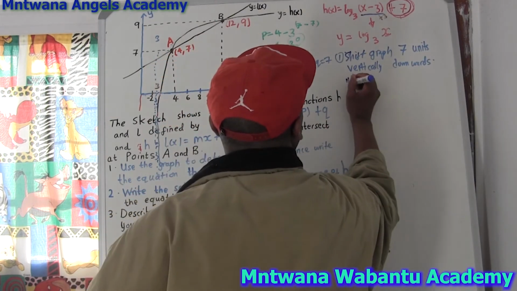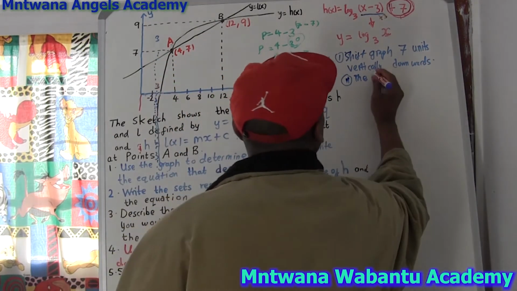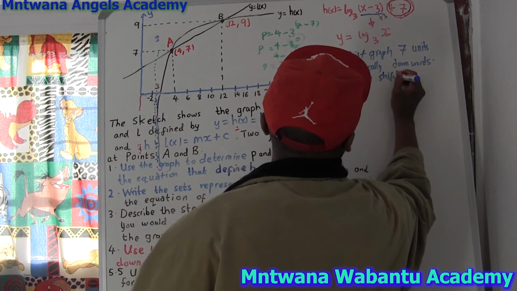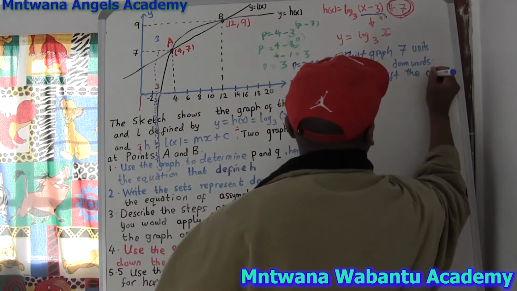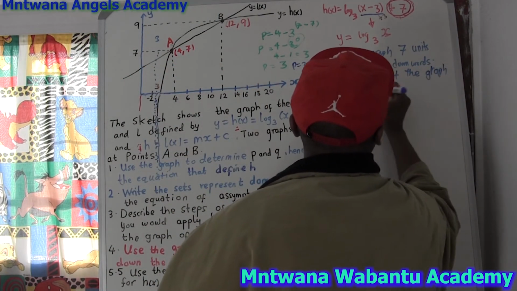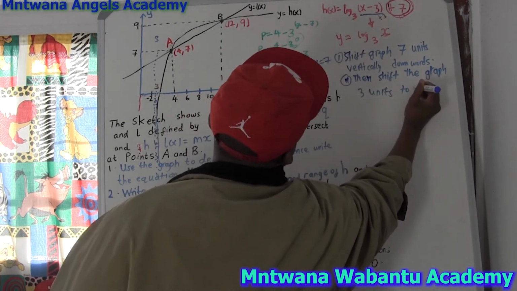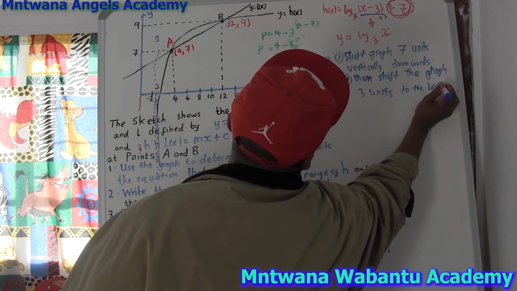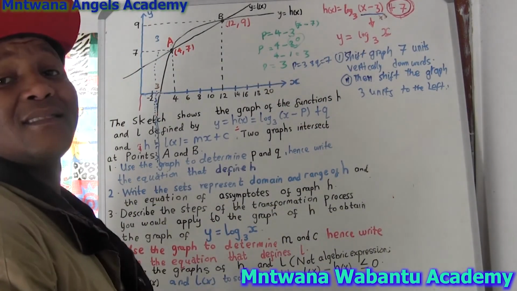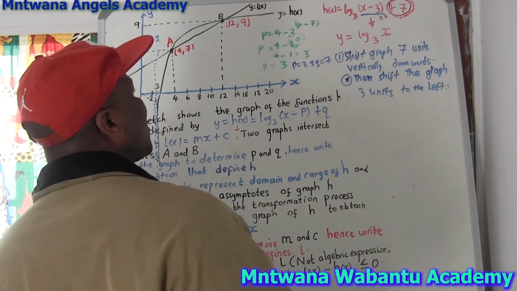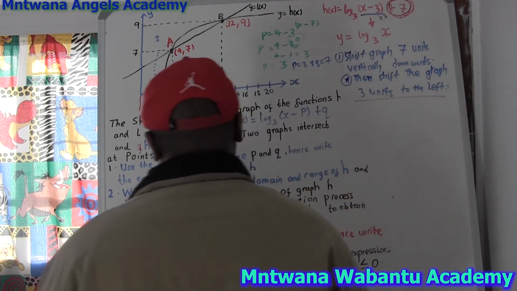So by shifting, we shift the graph 3 units to the left, because we plus 3 units. You know what I'm saying? Oh yeah, that's how you got it. And that's the answer. We're done with that part of shifting.